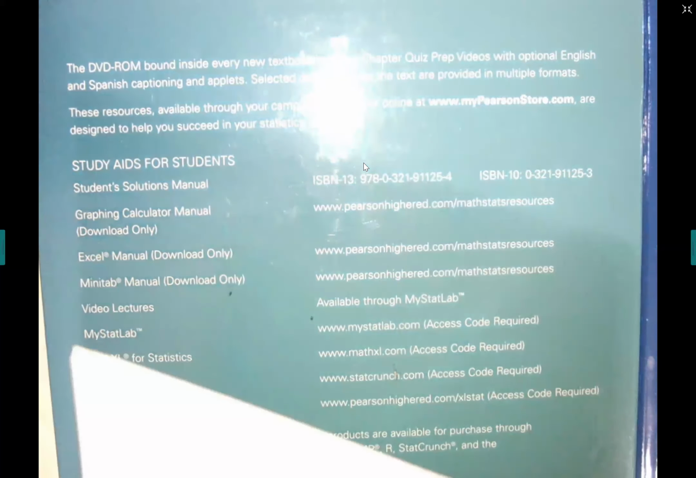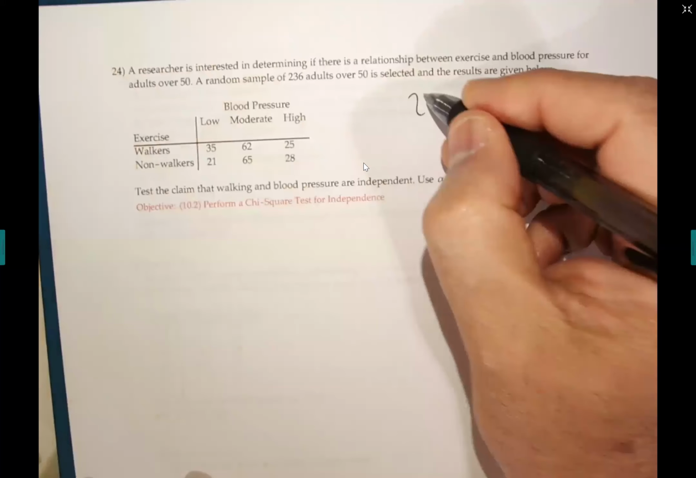All right. This is the independence test, guys. That's a chi-square test. A researcher is interested in determining if there is a relationship between exercise and blood pressure for adults over 50. A random sample of 236 adults over 50 is selected and results are given below. Test the claim that walking and blood pressure are independent.